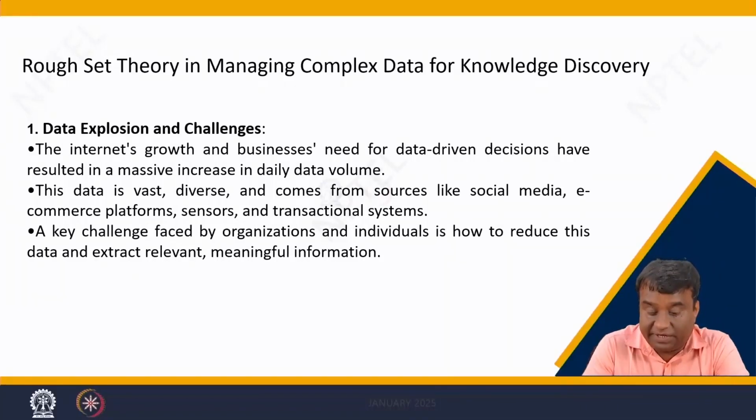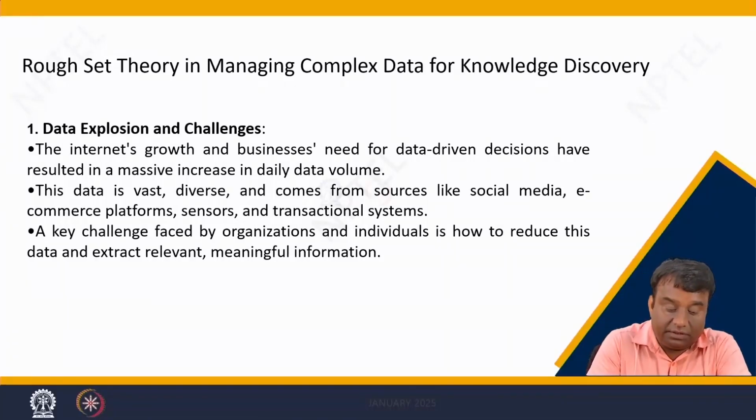Rough set theory in managing complex data for knowledge discovery. First one is data explosion and challenges. The internet's growth and business need for data-driven decisions have resulted in a massive increase in daily data volume. This data is vast, diverse, and comes from sources like social media, e-commerce platforms, sensors, and transactional systems. A key challenge faced by organizations and individuals is how to reduce this data and extract relevant, meaningful information.